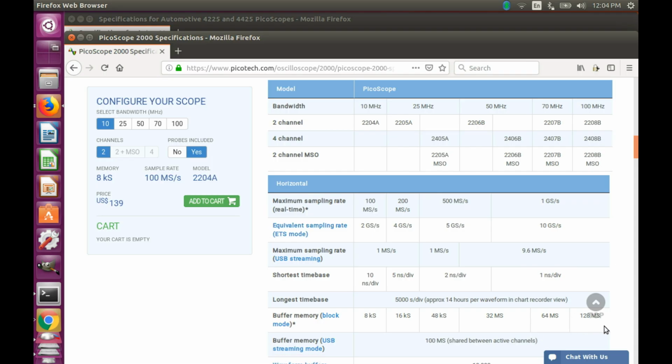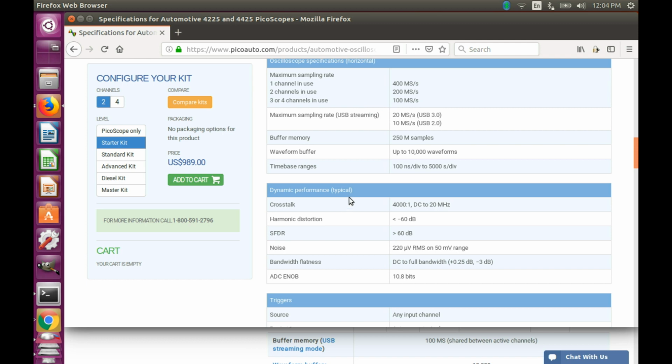Now, the highest number we've seen for the Picoscope 2000 series is 128 megasamples in the buffer. Now, let's take a look at the automotive Picoscope and see that the number is 250 megasamples. So it definitely blows the capabilities of the Pico 2000 series out of the water. You can really try to capture many packets at very high sampling rates.